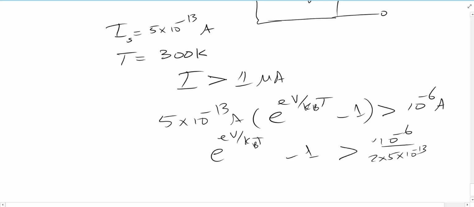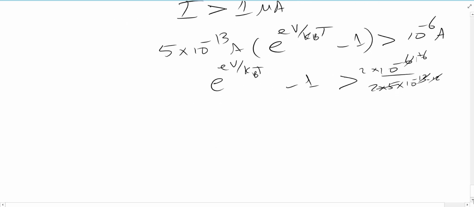Multiply this by 2 and this by 2. So 2 times 5 is 10. 10 to the negative 13 becomes 10 to the negative 12. Raise it up, it's going to be 10 to the power 6. So we need this number to be more than 2 million basically.